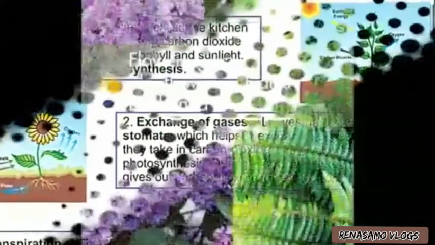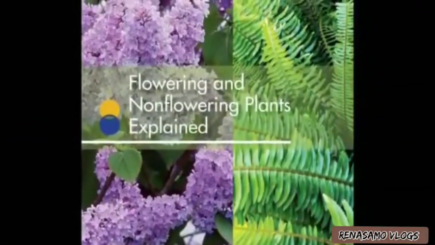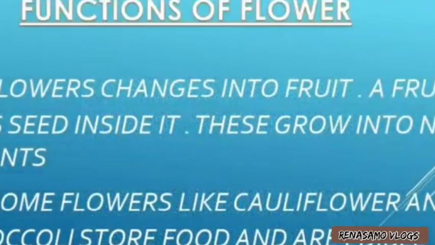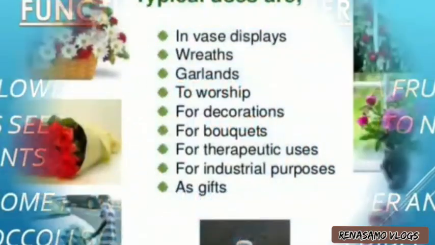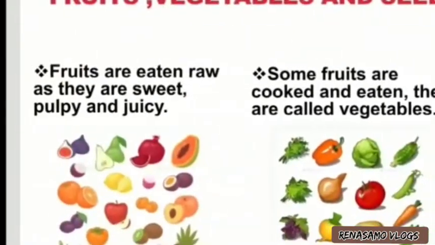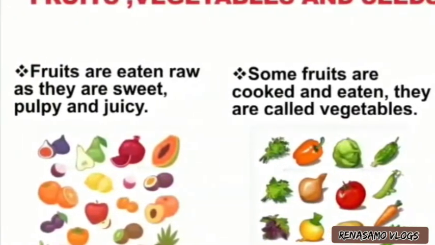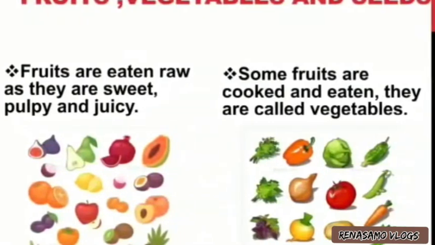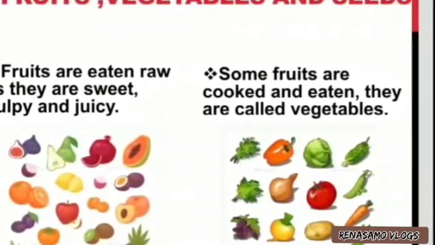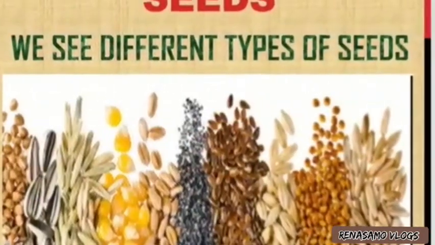The next topic was flowers. We learnt about flowering and non-flowering plants with examples. Then the functions and uses of flowers also. Fruits are the fleshy and juicy parts of the plant. Some vegetables like tomato, brinjal are fruits of plants as they have seeds in them. Seeds are found inside the fruits of a plant.